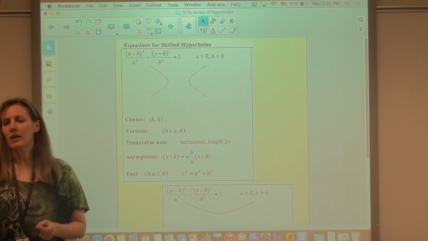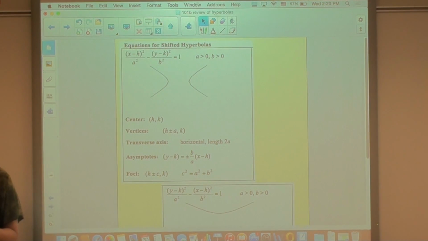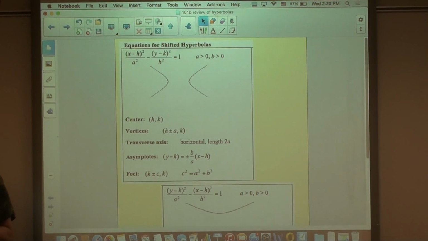So the way that a hyperbola changes, is that similar to the way a parabola changes, at the same rate? No. But I couldn't explain to you with any authority what the difference is. I just know they're not the same.